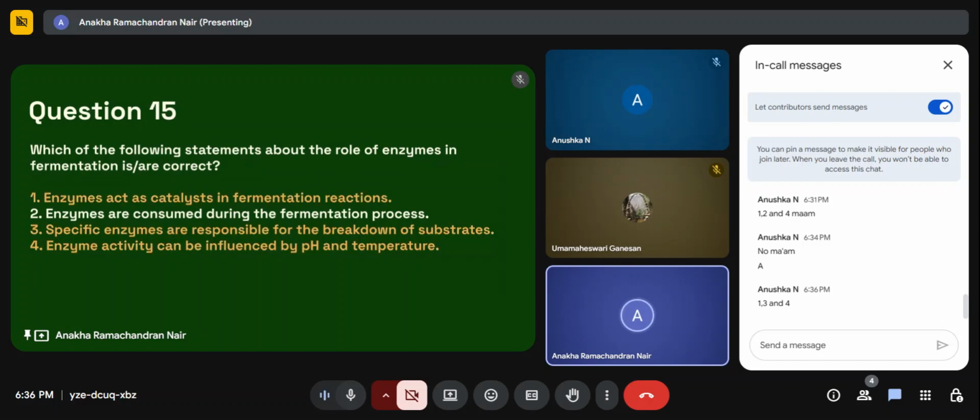Yes. So enzymes act as a catalyst in fermentation reaction. That is correct. Specific enzymes are responsible for the breakdown of substrate, which is also correct. Enzyme activity can be influenced by pH and temperature, which is also correct. But the only thing which was incorrect is enzymes are consumed during the fermentation process. So if you remember the definition of catalyst that we've studied in chemistry, right? It is something that will increase the rate of the reaction without itself being consumed. So since enzymes are also catalysts, they are not consumed during the fermentation process. So option 2 is incorrect. Any doubts in this question?